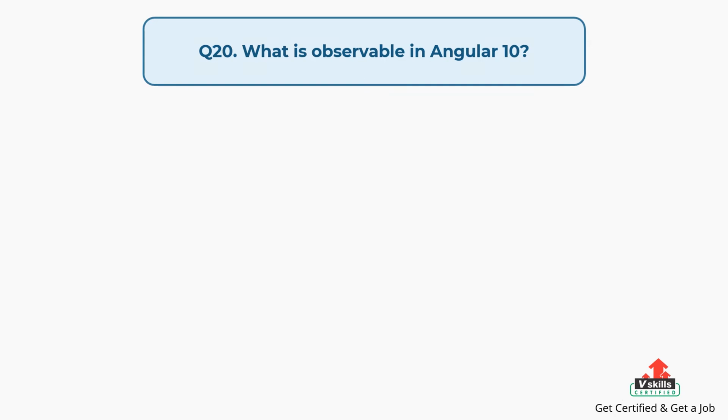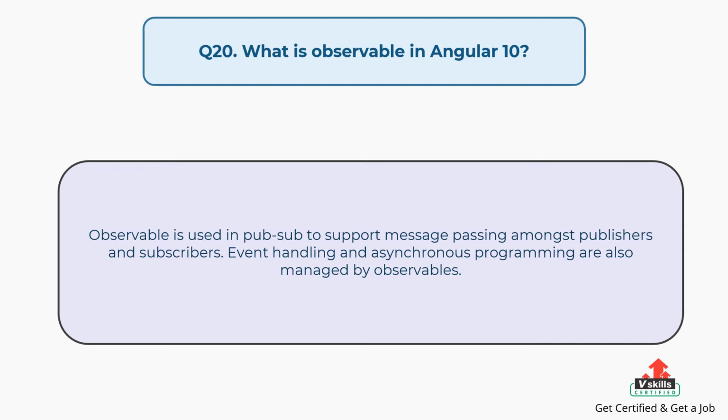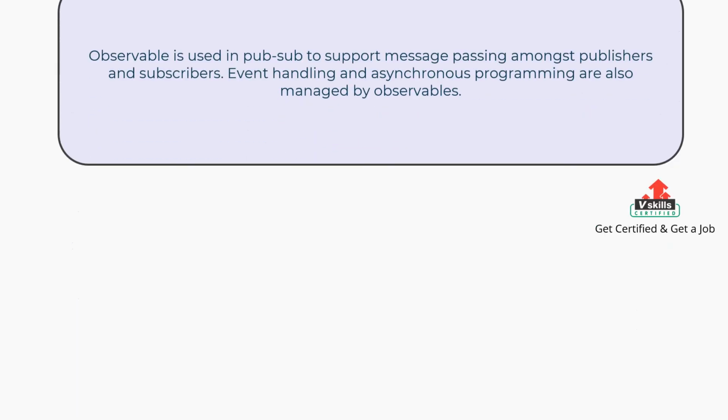Question number 20, what is observable in Angular 10? The answer is: observable is used in PubSub to support message passing amongst publishers and subscribers. Event handling and asynchronous programming are also managed by observables.